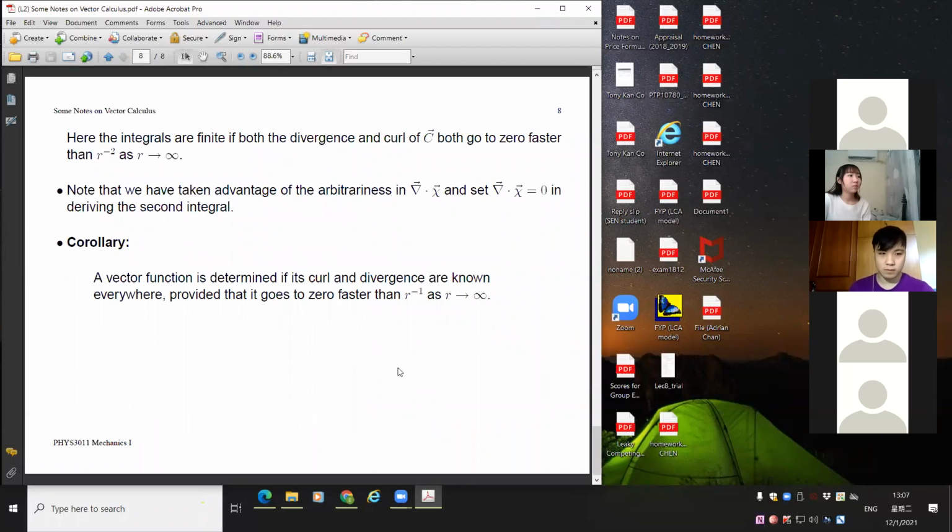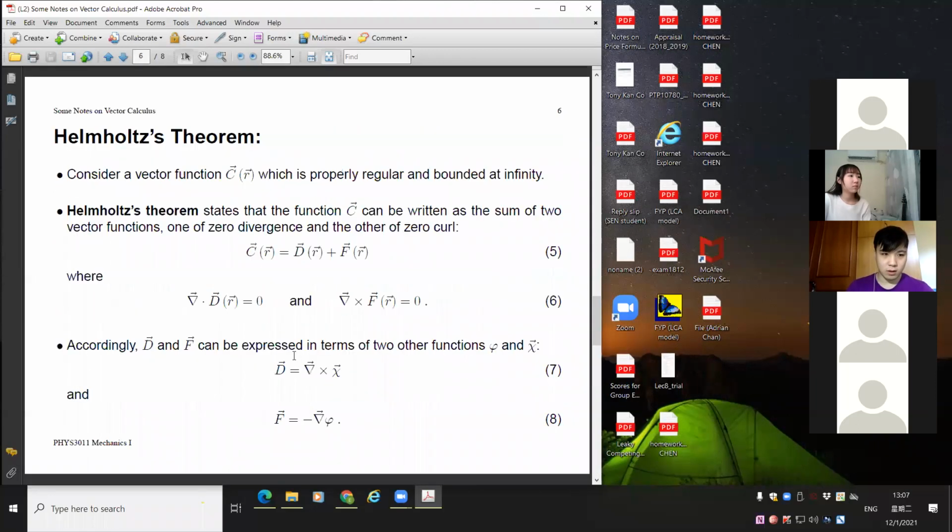Okay, so that's all for the Helmholtz theorem. Any vector function can be divided into two parts: one, divergence free; the other part, curl free. It is not only useful in classical mechanics, it is also useful in classical EM. Okay. Let's see. Any questions?